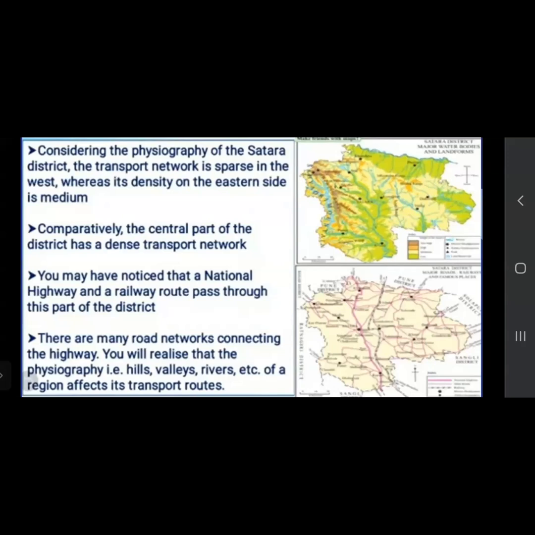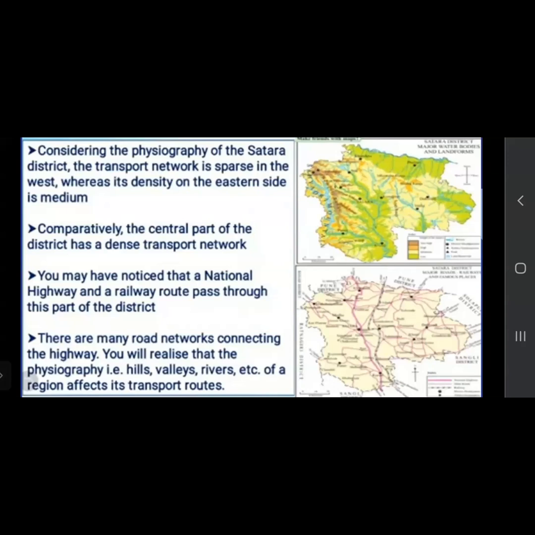Whereas on the eastern side it is medium. Comparatively, the central part of the district has a dense transport network. And the central part has a very good dense network of transportation. You may have noticed that a national highway and a railway route pass through this part of the district. Even the national highway and the railway route pass through the central part of the district. There are many road networks connecting the highway. You will realize that the physiography, that is the hills, valleys, rivers, etc., of a region affects its transport routes.